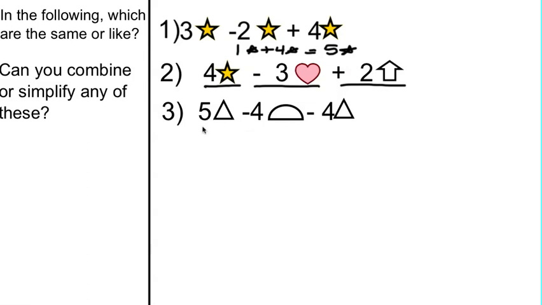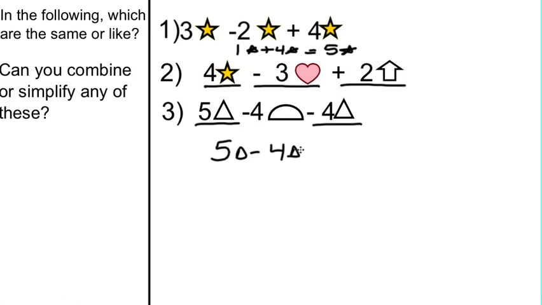Let's look at number 3. 5 triangles and 4 triangles. These are the same. I can combine these. So I'm going to write them down here a little bit separate. And now I have 5 triangles minus 4 triangles.